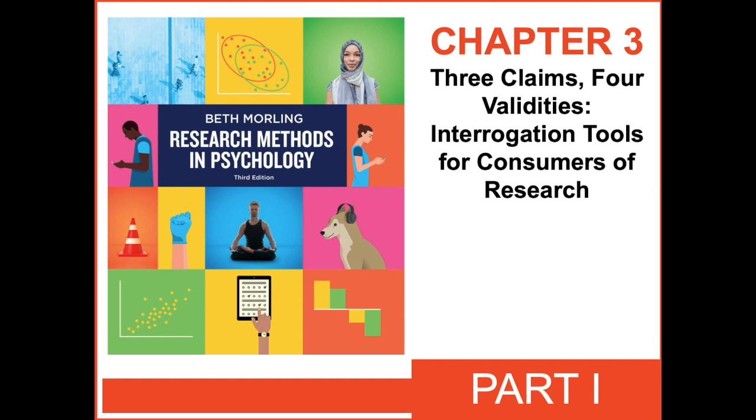The chapter is called Three Claims, Four Validities. It's essentially ways that we can understand research in a very systematic, appropriate way. Not all research is created equal, and not all claims are created equal. This chapter is all about that.